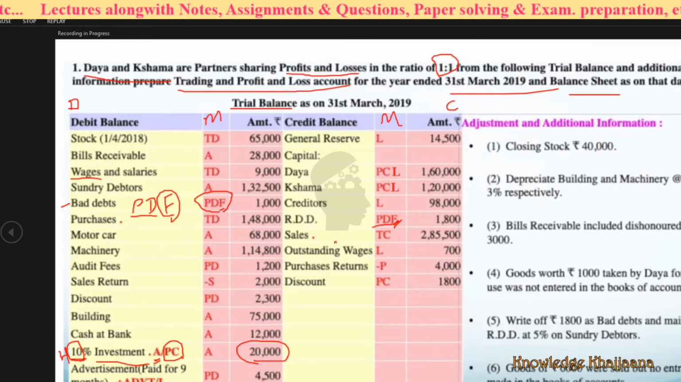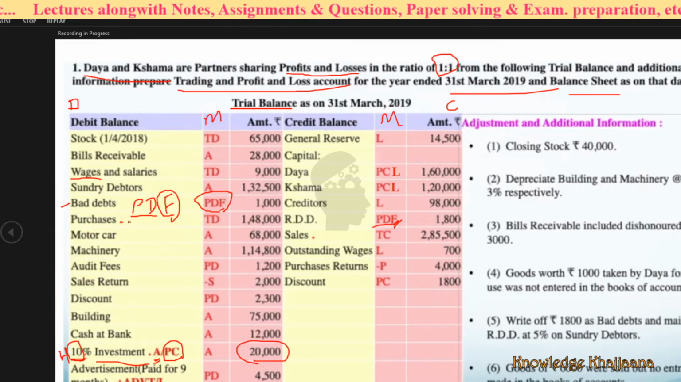As per the formula. Sales. See, what is sales? Sales will go to the trading account credit side. Then outstanding wages, of course liability. Purchases returns. What does this mean? We had purchased something from somebody and we have returned them. So purchases return: this adjustment will go to the purchases. This much of amount will get deducted from the purchases.